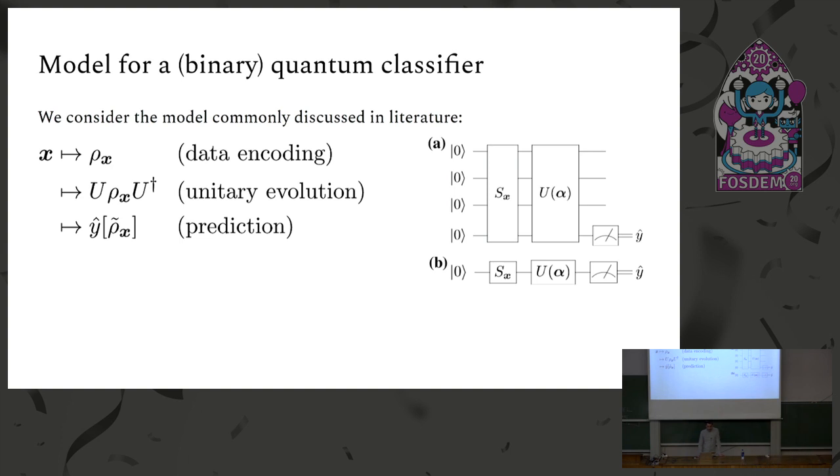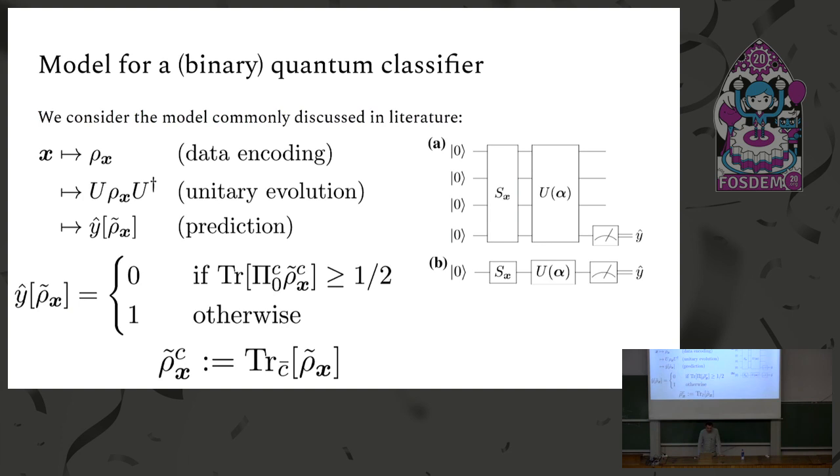So the first thing, like I said, is we start with some data point x, which is our feature vector, and we map that into a quantum state, rho sub x, and this is the encoding. After this, we evolve with some unitary, and then we make a prediction. So here on the lower right, you see this example for one qubit. That's what we saw. And you can generalize this to more qubits at the top. And the way we get the prediction is by doing a measurement of a single qubit.